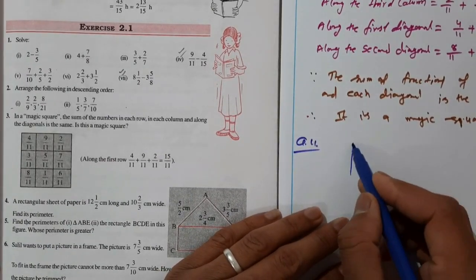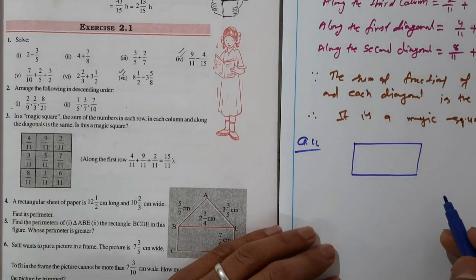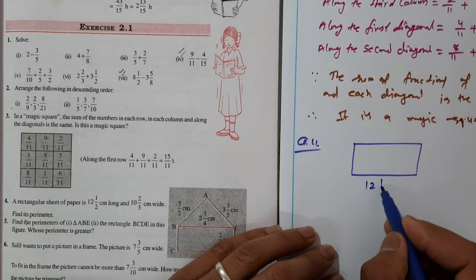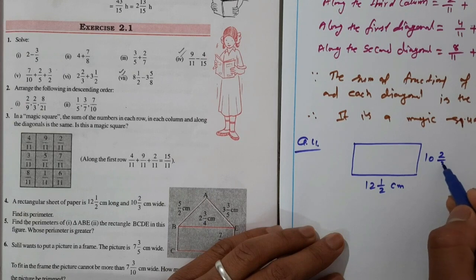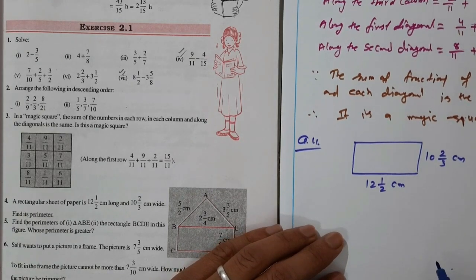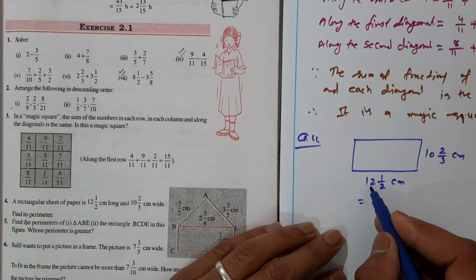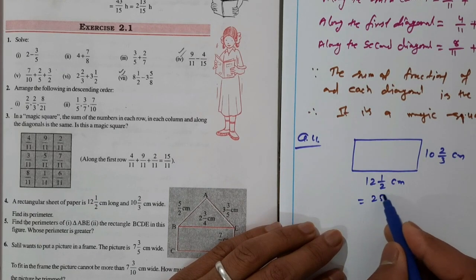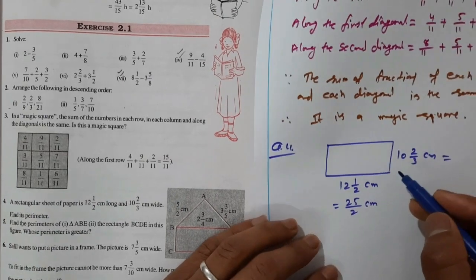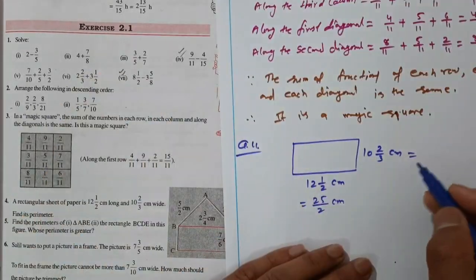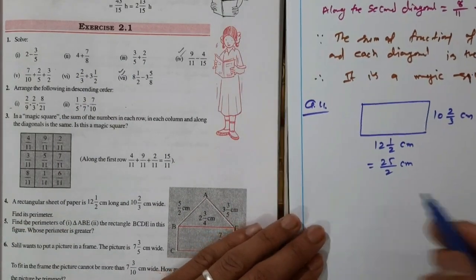So question number 4. Let this be the paper sheet, and the length of the paper sheet is 12 and 1 upon 2 cm and the breadth is 10 and 2 upon 3 cm. You can write as a simple fraction: 12 into 2, 24 plus 1, so 25 upon 2 cm. 10 into 3, 30, 30 plus 2 is 32 upon 3 cm.